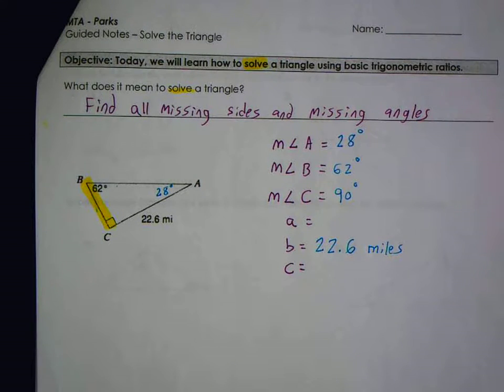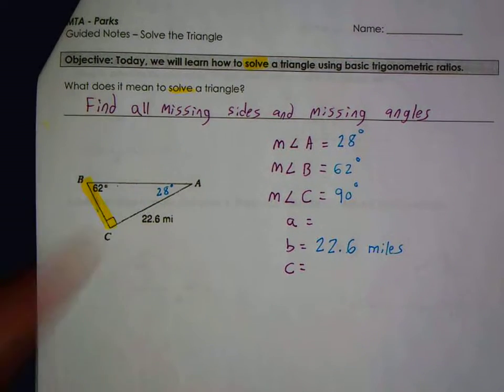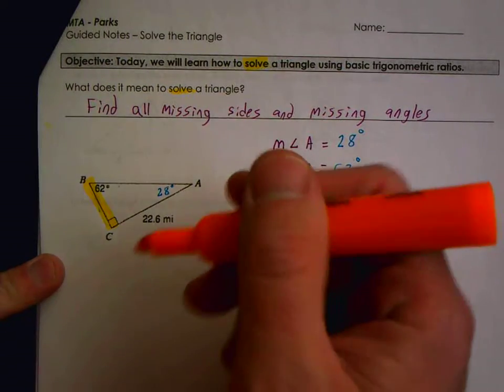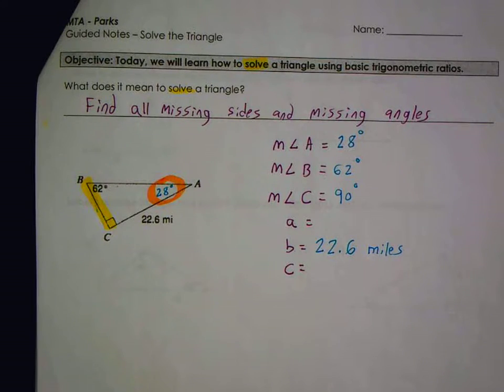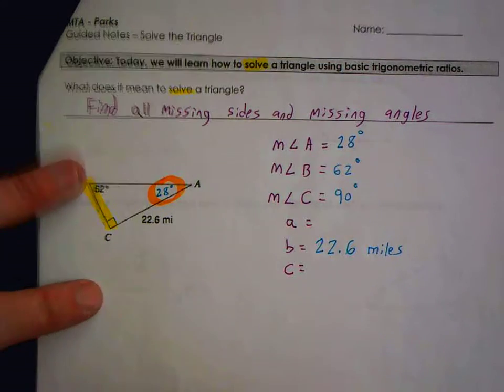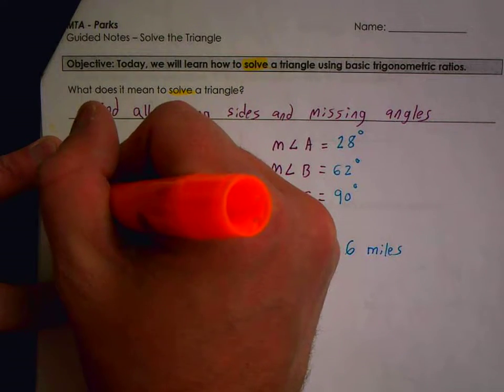We know all three angles. What do you want our reference angle to be? Just don't choose the 90. Do you want it to be 62 or 28? Your choice. 28. She chose 28. So she chose that as our reference angle. So we're trying to find this. So let's let that be our x.